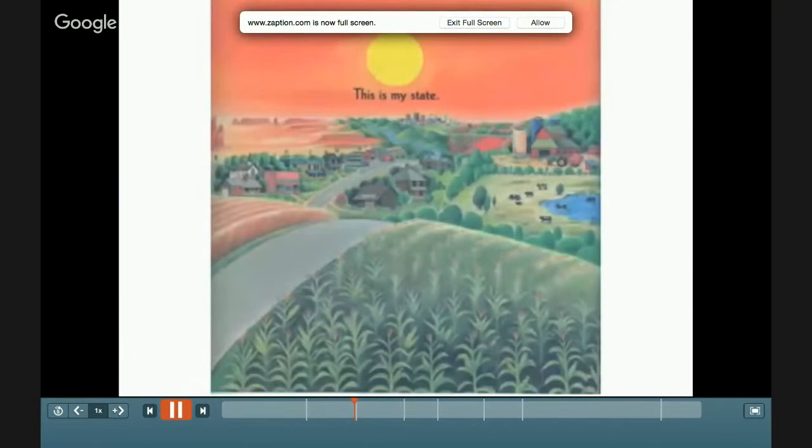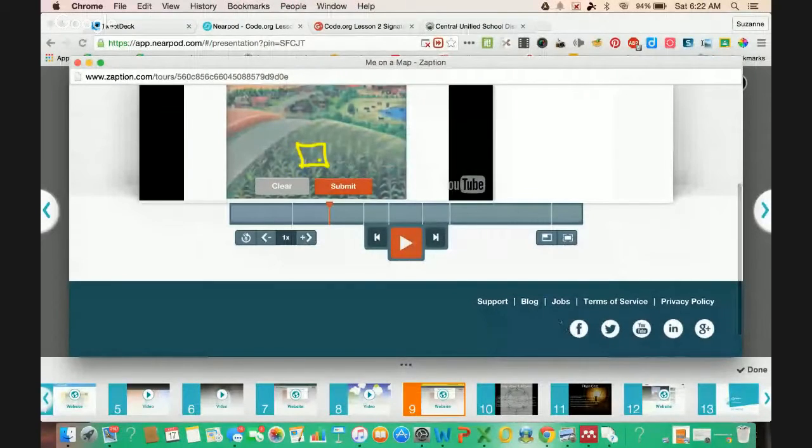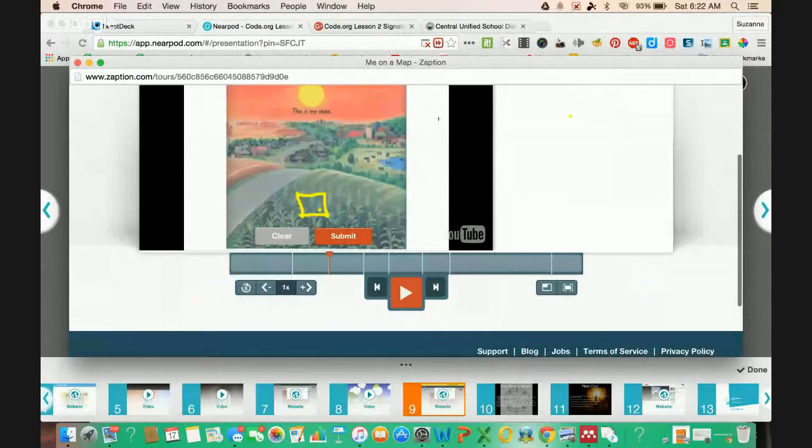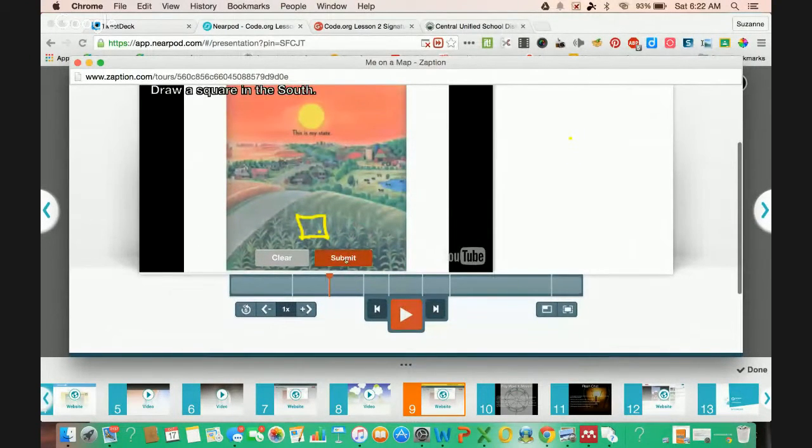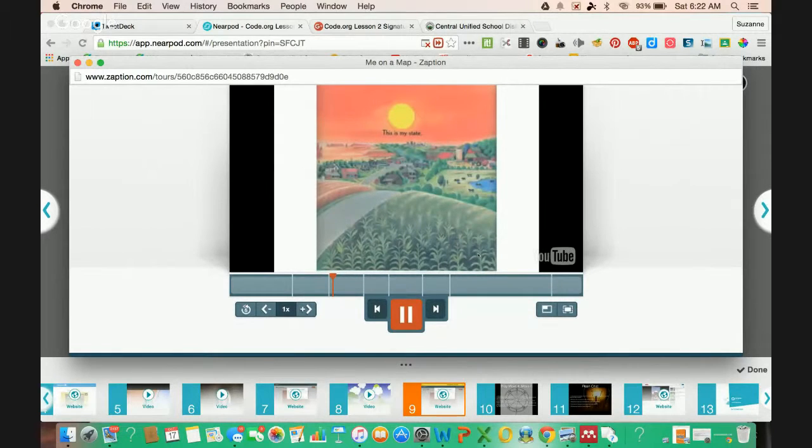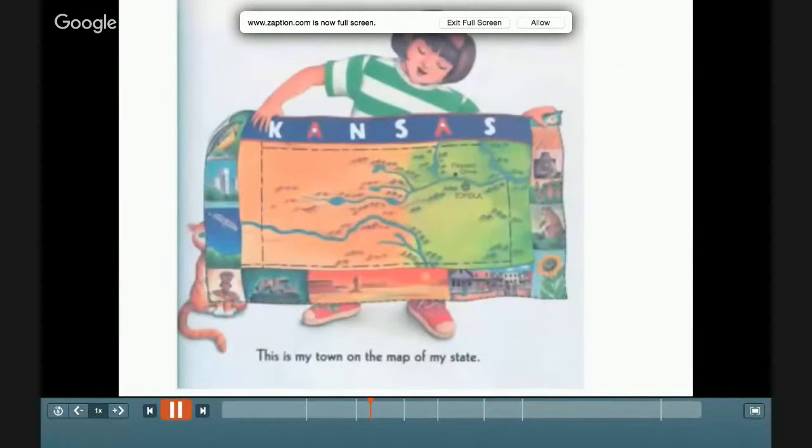This is my state. This is a map of my state. This is my town on the map of my state.